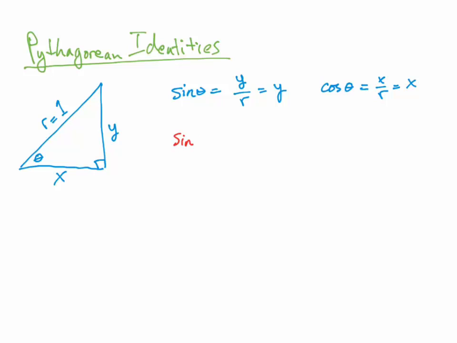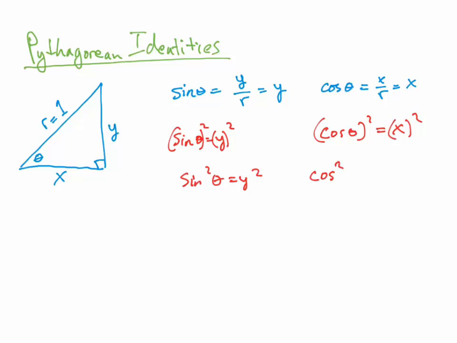Now, sine theta equal to y, let's square both sides here. So we're going to get sine squared theta equals y squared. Similarly, let's take cosine theta, square that, and take x and square it. We're going to get cosine squared theta equals x squared. And now what we see is, if I take x squared plus y squared in our original triangle, that's just going to be r squared, which is equal to 1.